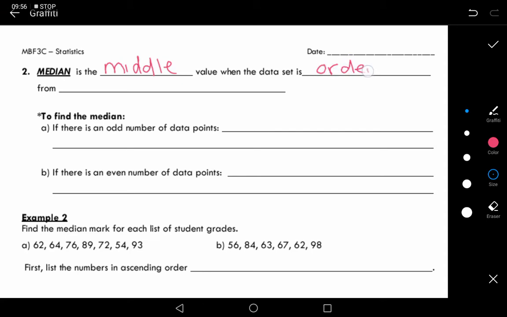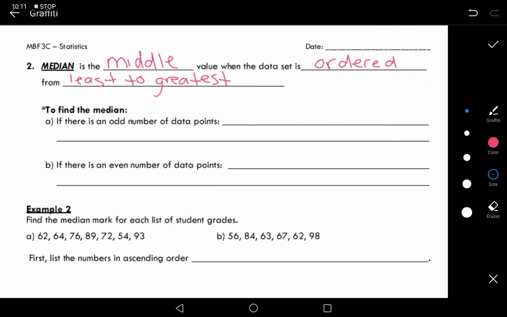Ordered least to greatest. And again, we've already done this, right? It asked us for that middle value in our first example. So in order to find the median, there's two options. If there's an odd number of data, all we have to do is take the middle one. Take the middle number. Okay, so for example, if we have 13 numbers, that means the 7th is the median.